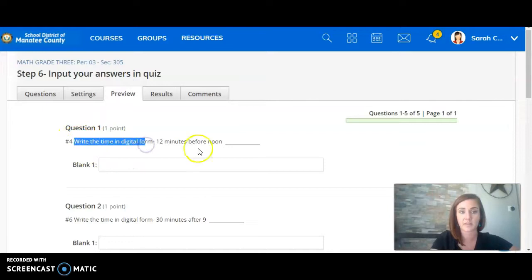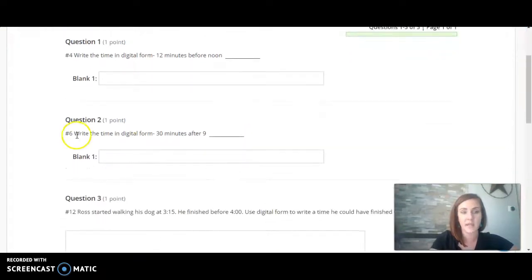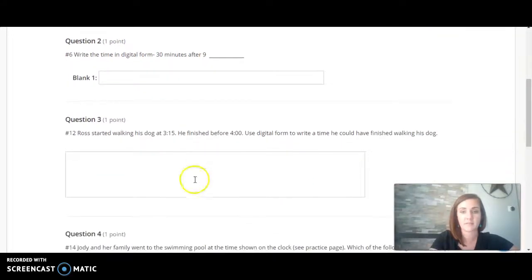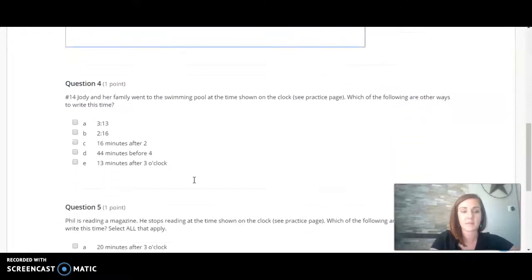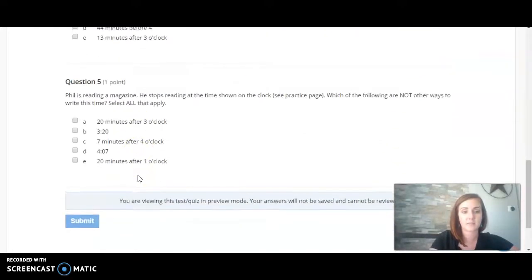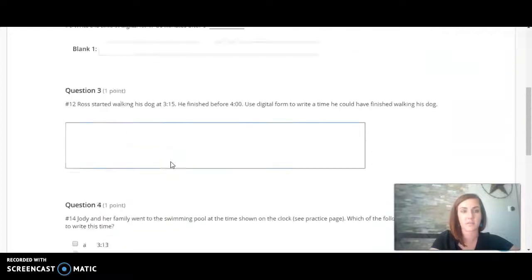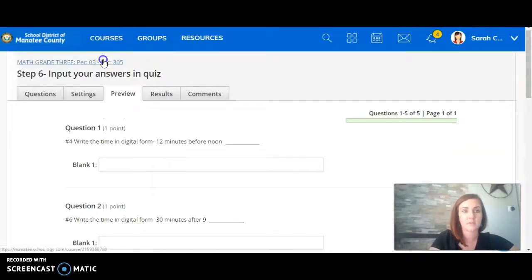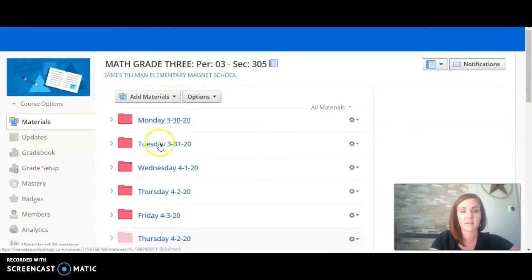Here's your question written out. Write the time in digital form, 12 minutes before noon. Then we have number 6 here. You're writing it in digital form, 30 minutes after 9. Then you have a quick response, typing that out, multiple choice, and multiple choice. Remember to hit submit when you are finished. And then when you're done with that, you have completed your lesson for Tuesday.